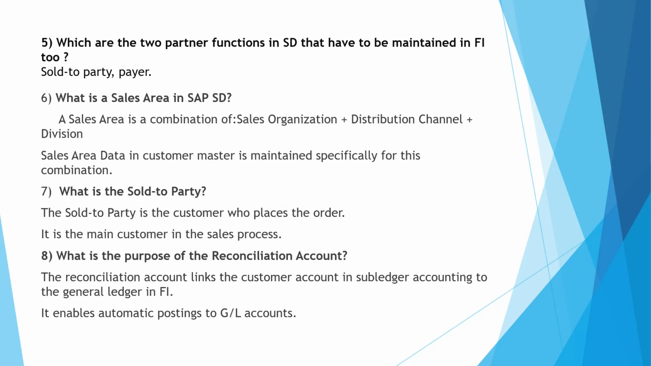What is the sales area in SD? I already explained in the previous video, the organization structure video. The combination of sales organization, distribution channel, and division is called a sales area. We also have the sales line, which is the combination of sales organization, distribution channel, and plant. The sales area in the customer master is maintained specially for this combination.